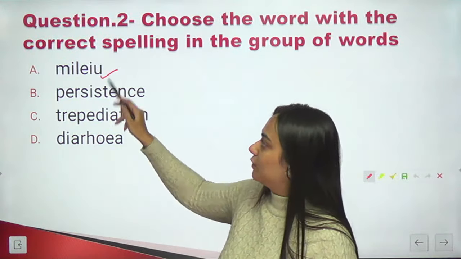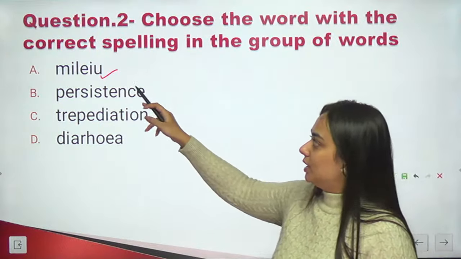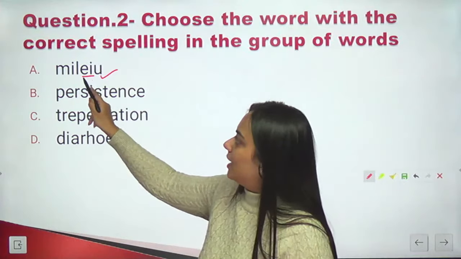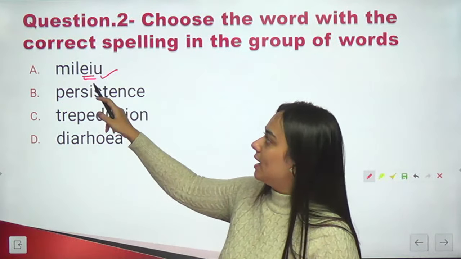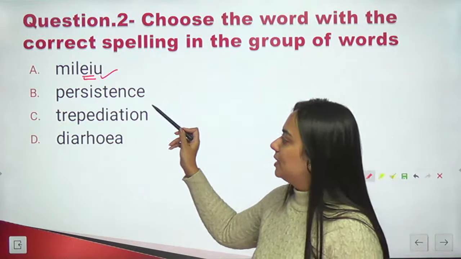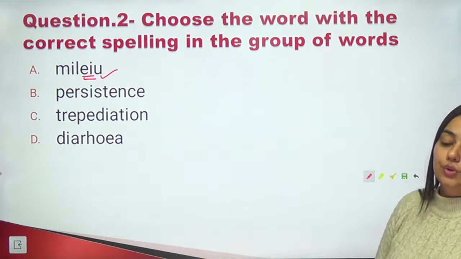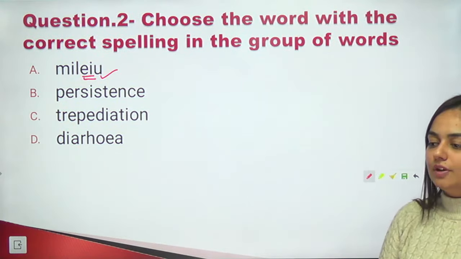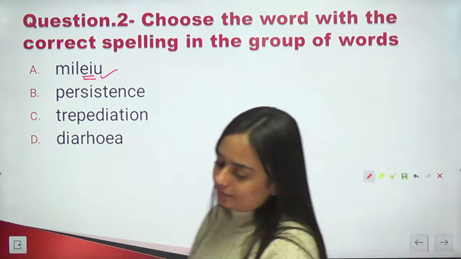Milieu is the environment of some place. So this, what do you think? Is this correct or incorrect? It is incorrect. E and I have been interchanged here. It should be M-I-L-I-E-U. Persistence, trepidation, or diarrhea. What do you think the right answer should be? Yes, anyone? Let's see who's going to be the first one to give the right answer in the chat box.